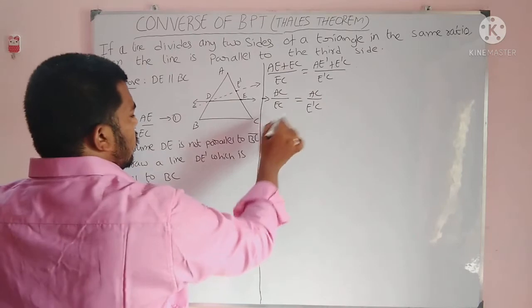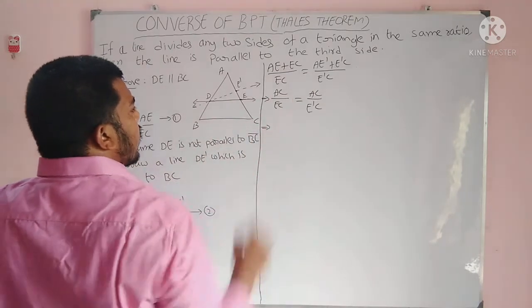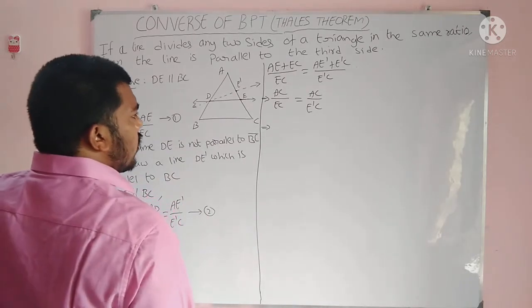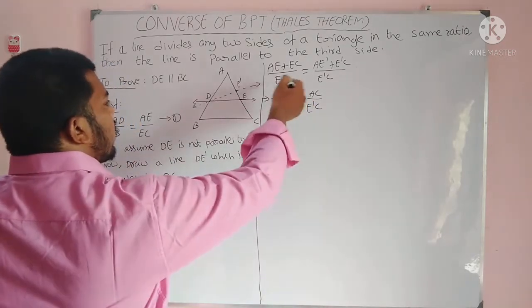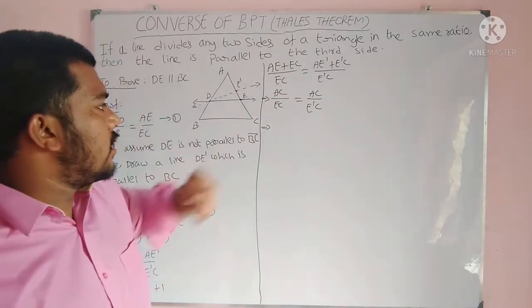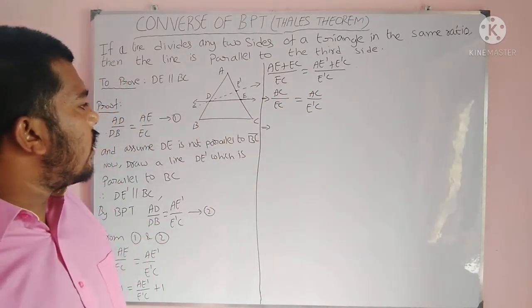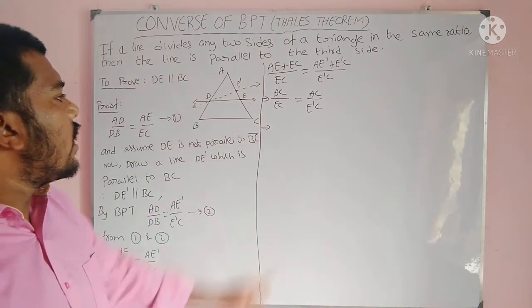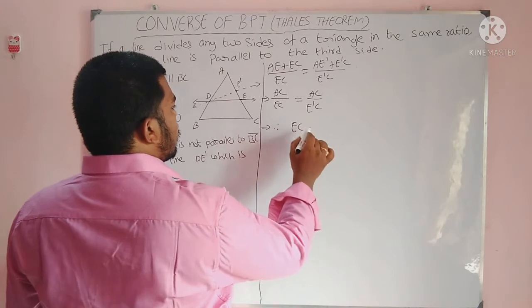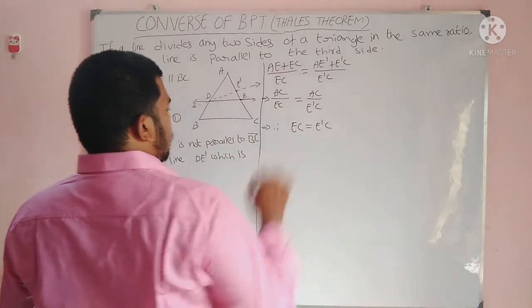So we can write this now like this. Here AC and AC are equal, so definitely the denominators must be equal. Suppose we are considering this as a fraction: the numerators are equal and the total fractions are equal. Then definitely EC should be equal to E dash C. Therefore EC is equal to E dash C.